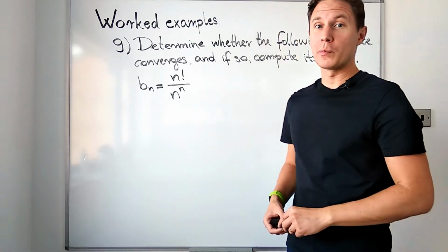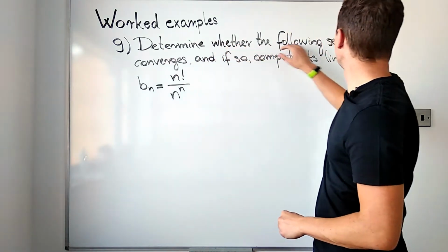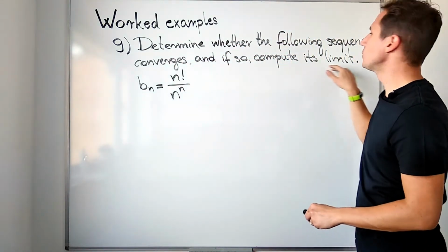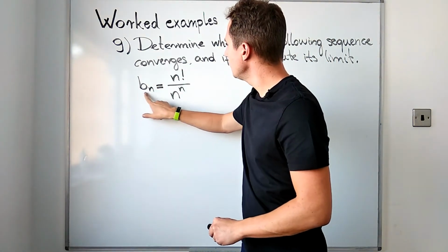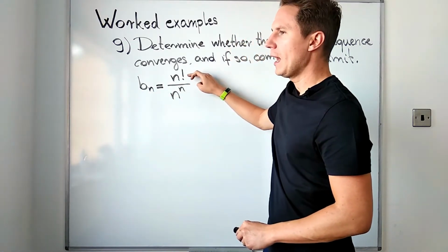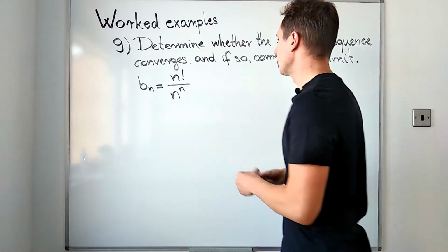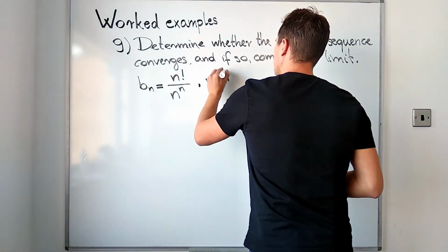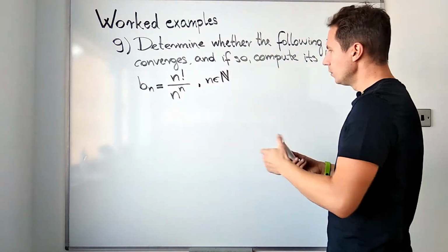Let's solve the following problem, which asks us to determine whether the following sequence converges, and if so, compute its limit. The sequence we are given is the sequence Bn, the nth term of which is equal to n factorial divided by n to the power n. So here we are taking n to be natural numbers. So let's try to look at this sequence.